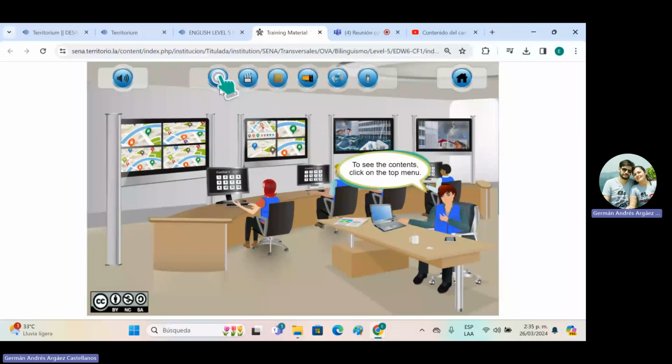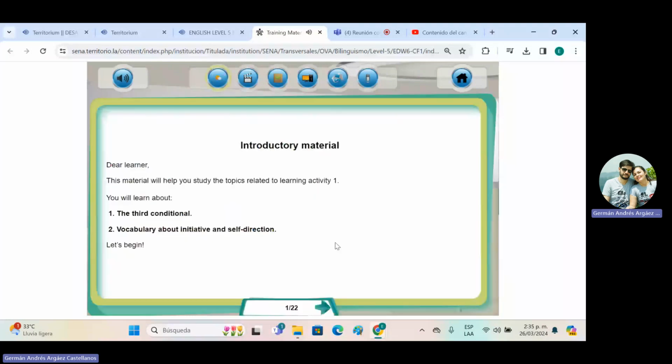Introductory material. Dear learner, this material will help you study the topics related to learning activity one. You will learn about 1, the third conditional, 2, vocabulary about initiative and self-direction. Let's begin.